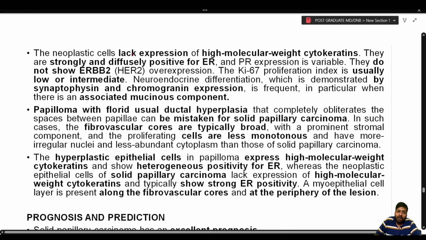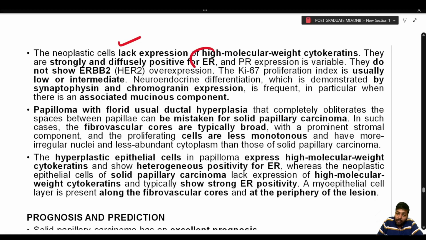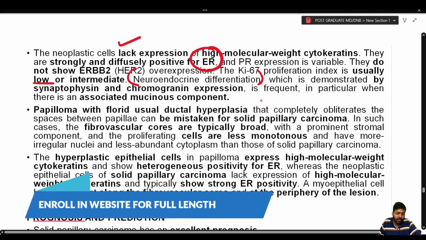Now the neoplastic cells lack expression of myoepithelial markers like high molecular weight keratin, and they are strongly and diffusely positive for ER. They do not show HER2 positivity. The Ki67 index is usually low or intermediate. One very characteristic feature of the solid variety is the presence of neuroendocrine differentiation, which is not shown by any other papillary neoplasm. It is demonstrated by synaptophysin or chromogranin expression. It is frequent in particular when there is an associated mucinous component.